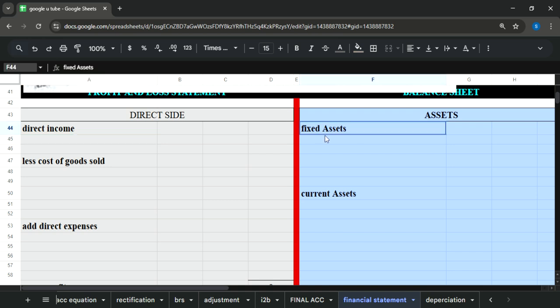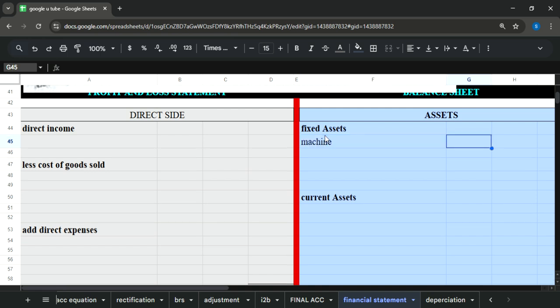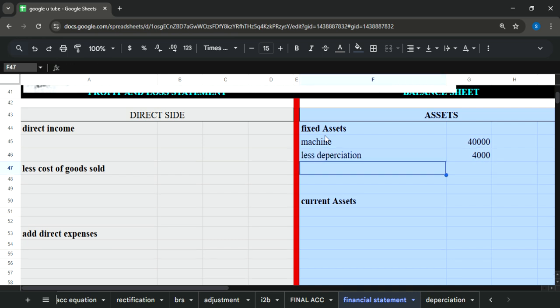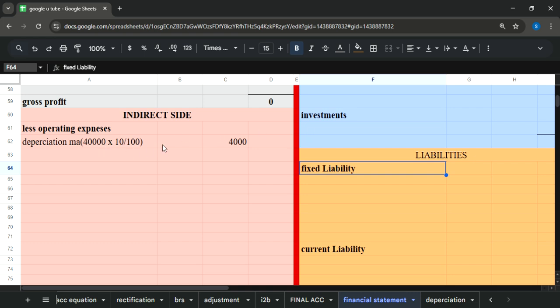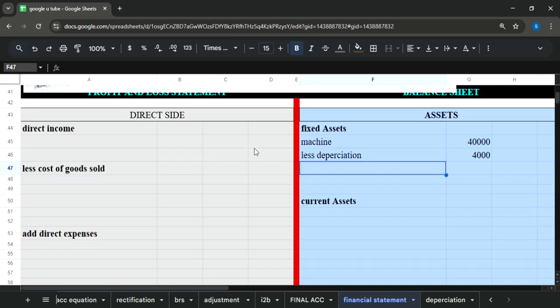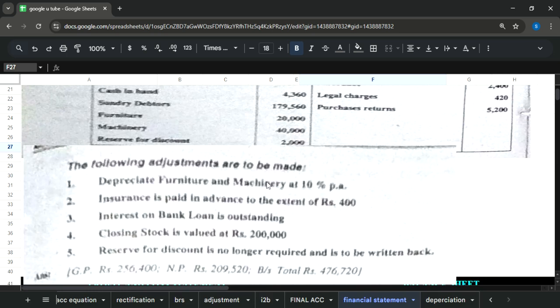You will come to your fixed asset side. There first you will write machine, the amount of which we have seen is 40,000. Its depreciation we have calculated is 4,000. So first let's write down depreciation, the amount of which is 4,000. So you have just calculated 40,000, 10%, 4,000, and this was taken from here. Machinery 10%, machinery was 40,000.